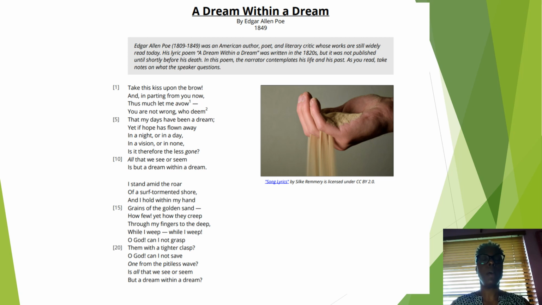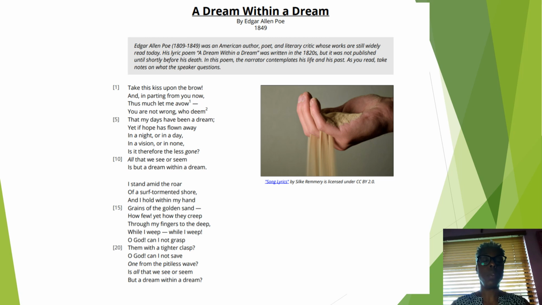Take this kiss upon the brow, and in parting from you now thus much let me avow, you are not wrong who deem that my days have been a dream. Yet if hope has flown away, in a night or in a day, in a vision or in none, is it therefore the less gone? All that we see or seem is but a dream within a dream.